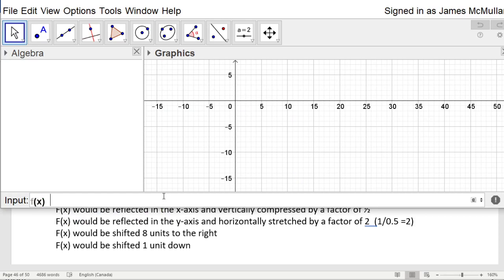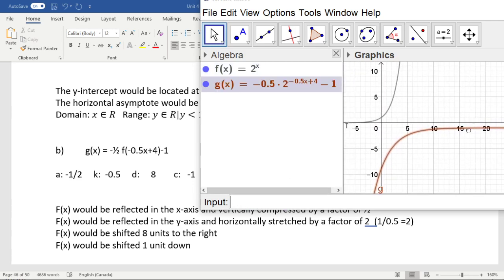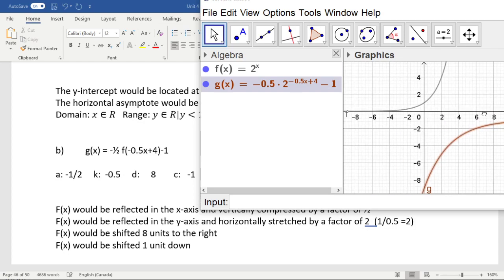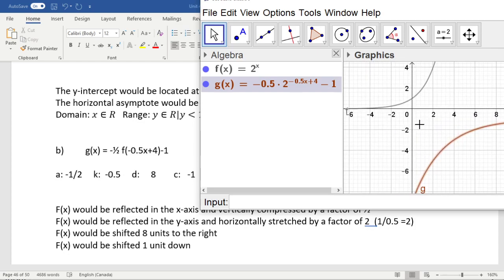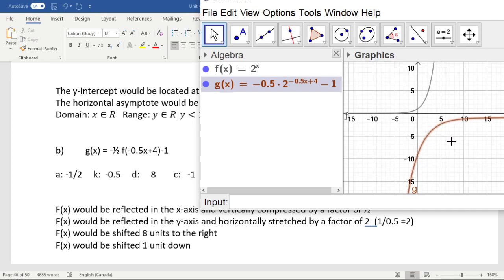So the original function was f of x is 2 to the x. The new function is negative 0.5 f of negative 0.5 x plus 4, minus 1. Okay, now it's not that easy to see. You could see it's been shifted down 1, that's obvious. It's been reflected up to down and also left to right, so that instead of growth, it is decay, right? It's approaching its asymptote instead of coming away from it. And it also is in the negative side of the graph instead of the positive side, right?